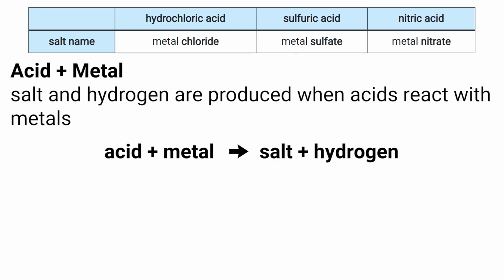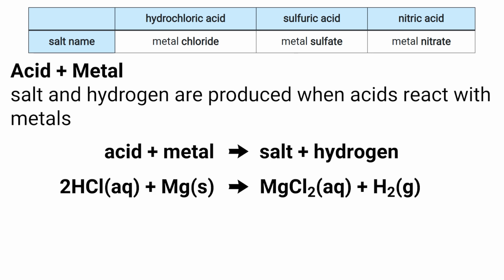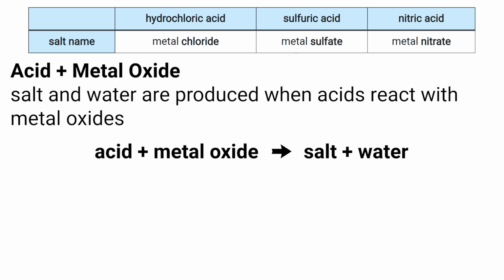When an acid reacts with a metal, it will make salt and hydrogen. An example reaction for this is hydrochloric acid plus magnesium makes magnesium chloride and hydrogen. When an acid reacts with a metal oxide, it will make salt and water.